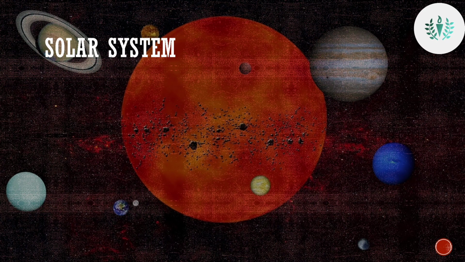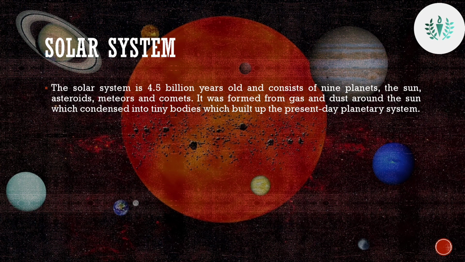The solar system is the part of the universe believed to be 4.5 billion years old and consisting of 9 planets, namely Mercury, Venus, Earth, Mars, Jupiter, Saturn, Uranus, Neptune, and Pluto. The Sun occupies a central position in our solar system, holding together asteroids, meteors, and comets. It was formed from gas and dust around the Sun, which condensed into tiny bodies that built up the present-day planetary system. This planetary system performs two types of motion.